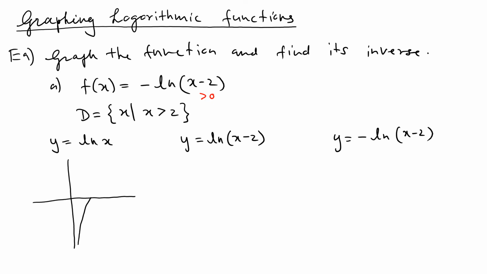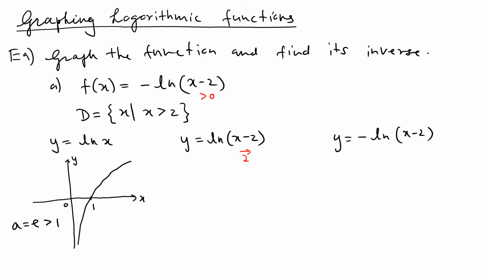So it's going to go like that and pass through 1, because the base here is e, which is greater than 1. So we have this kind of graph here, with x equals 0 as the vertical asymptote. Now in the next one we're going to shift the graph 2 units.